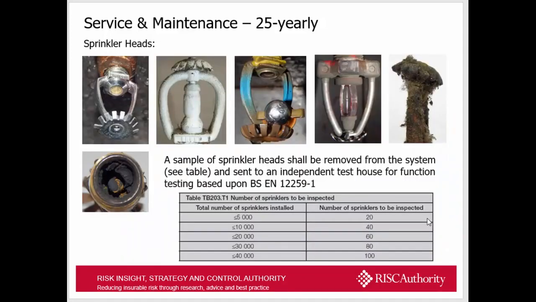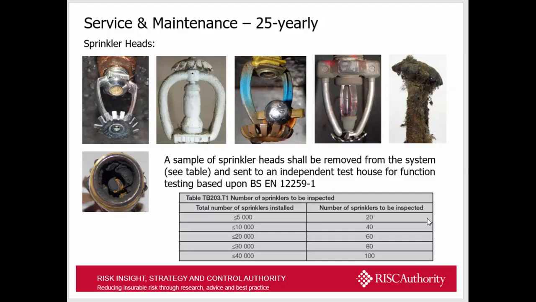Sprinkler heads as well. There's a picture here, a sort of rogues gallery of the worst condition sprinklers received by the FPA for testing. So a sample of sprinkler heads has to be removed from the system. Again, this is a similar requirement to that of Annex K. Depending on the number of sprinklers installed on the whole system, a number of sprinklers need to be removed and sent away for analysis.